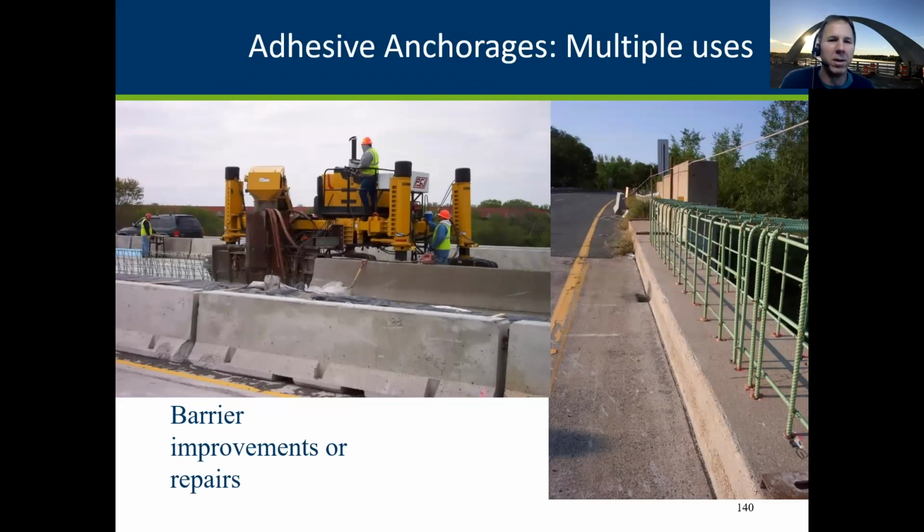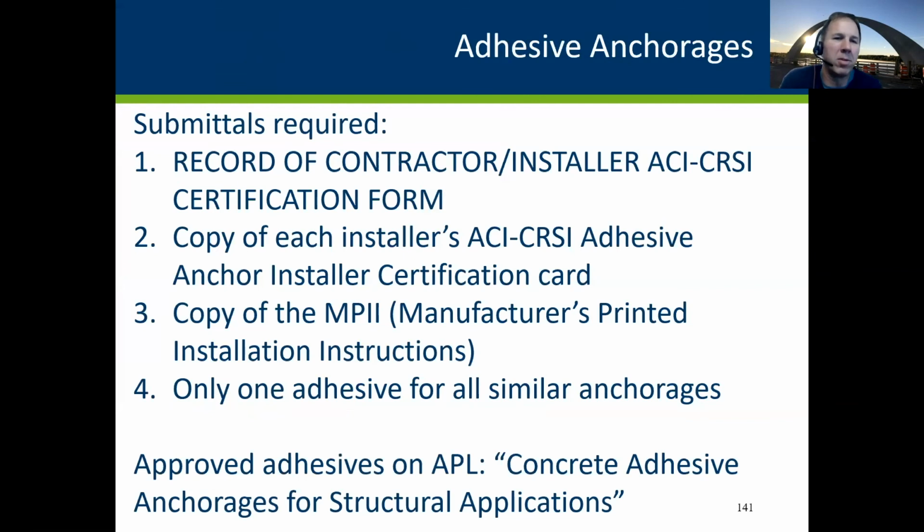In this case, some of the submittals required is that we need to know that those installers are ACI certified, so they should be submitting those forms. So you need a copy of each installer certification. I don't know if it's a card so much as just a printed screenshot that they passed their certification. And then they should be getting a form with a listing of all the people on the job that'll be installing anchors, and then a copy of the manufacturer's printed installation instructions.